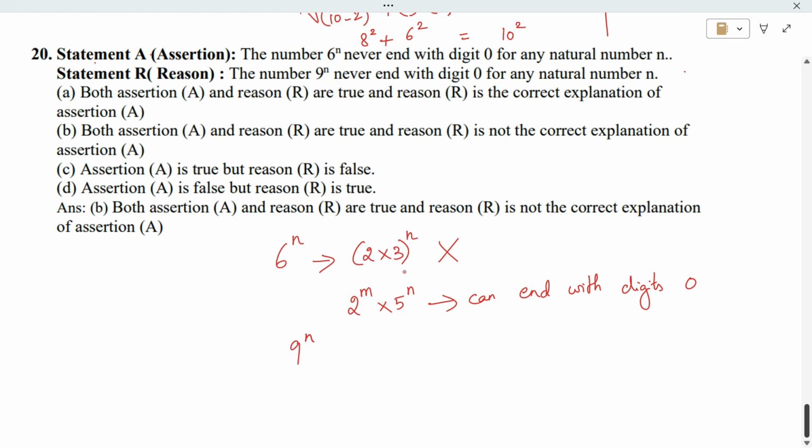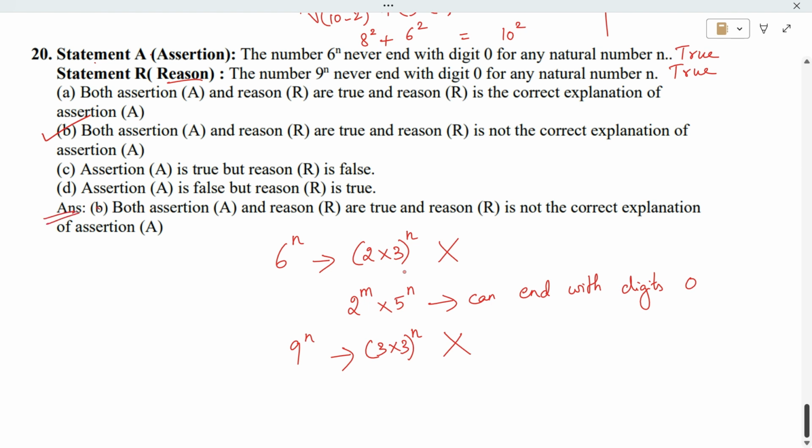How about 9 power n? That is the reason, isn't it? So 9 power n is (3 times 3) the whole power n. Again, it cannot be expressed in the form of 2 power m into 5 power n. This also never ends with digit 0 for any natural number. So both statements A and R are true because they already said it never ends with 0, right? But now check whether R is a correct explanation of A. They haven't given any explanation regarding 2 power m into 5 power n. So both assertion and reason are true, but R is not the correct explanation of A, isn't it? So the option is B.